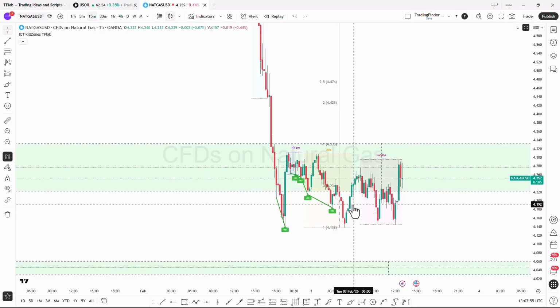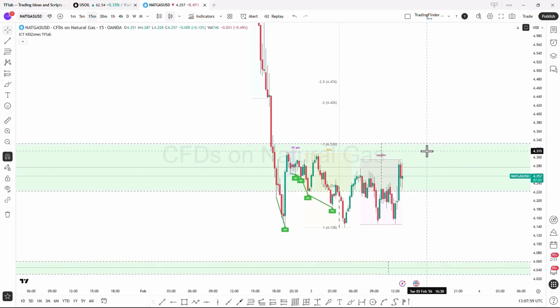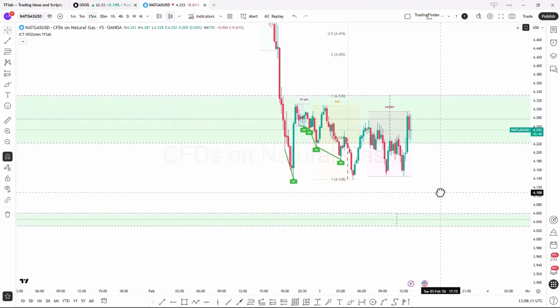It could be that in the New York session, there will be a distribution move. If it closes above the limit level at 4.313, it can continue its bullish trend. If it closes below the 4.137 level, it could enter a bearish phase.